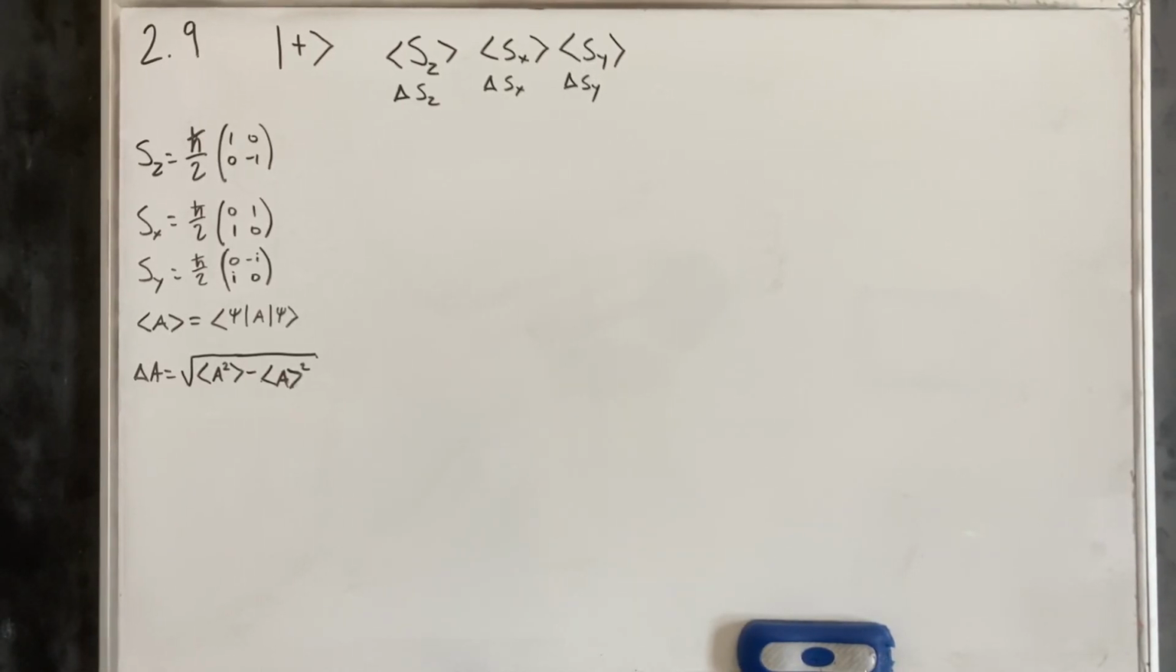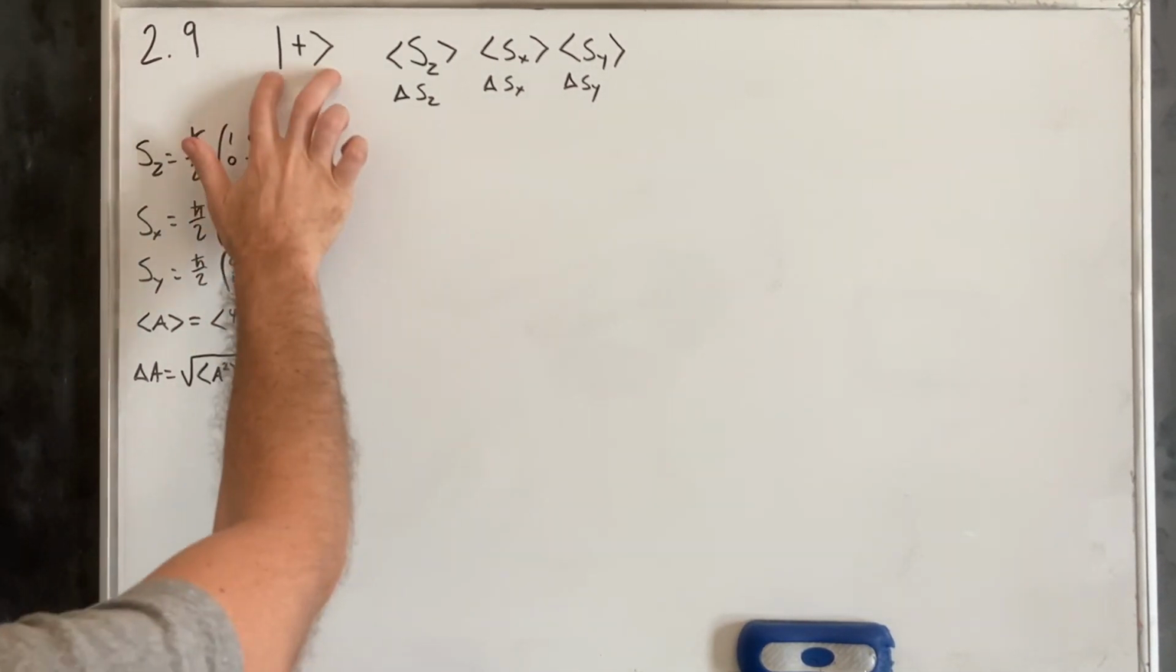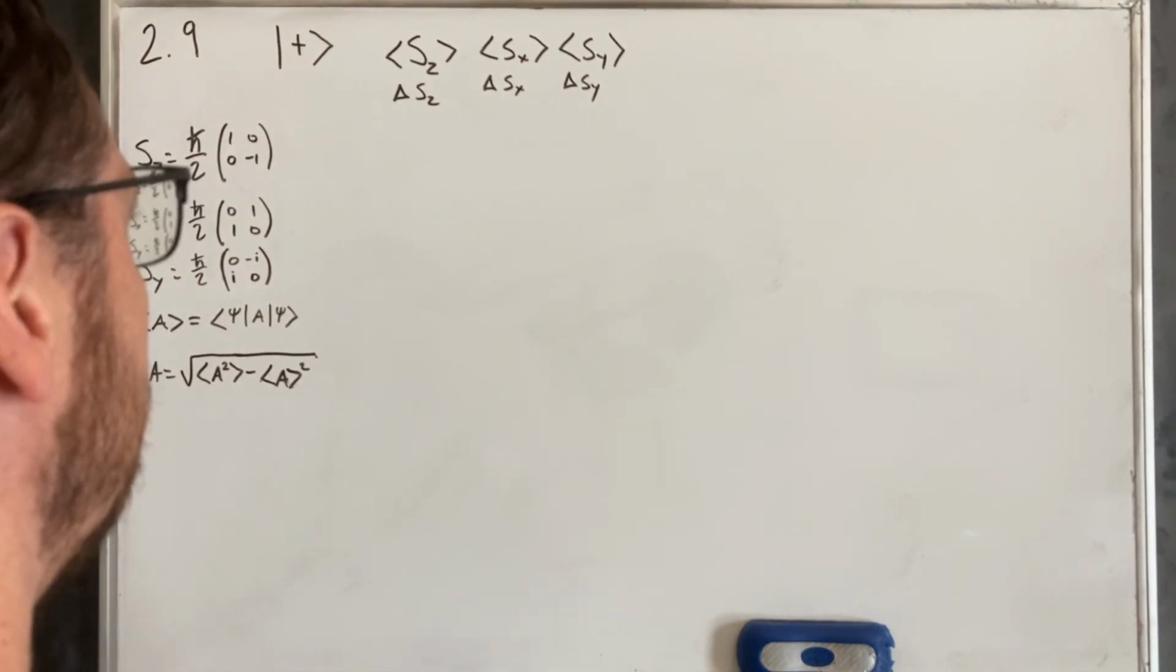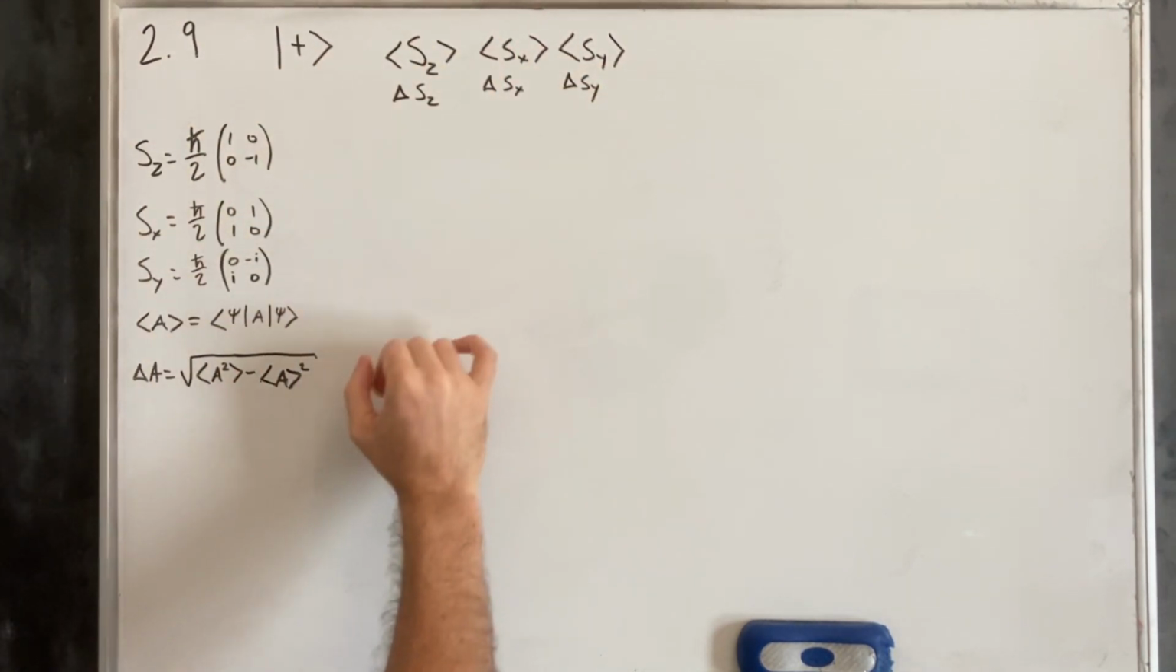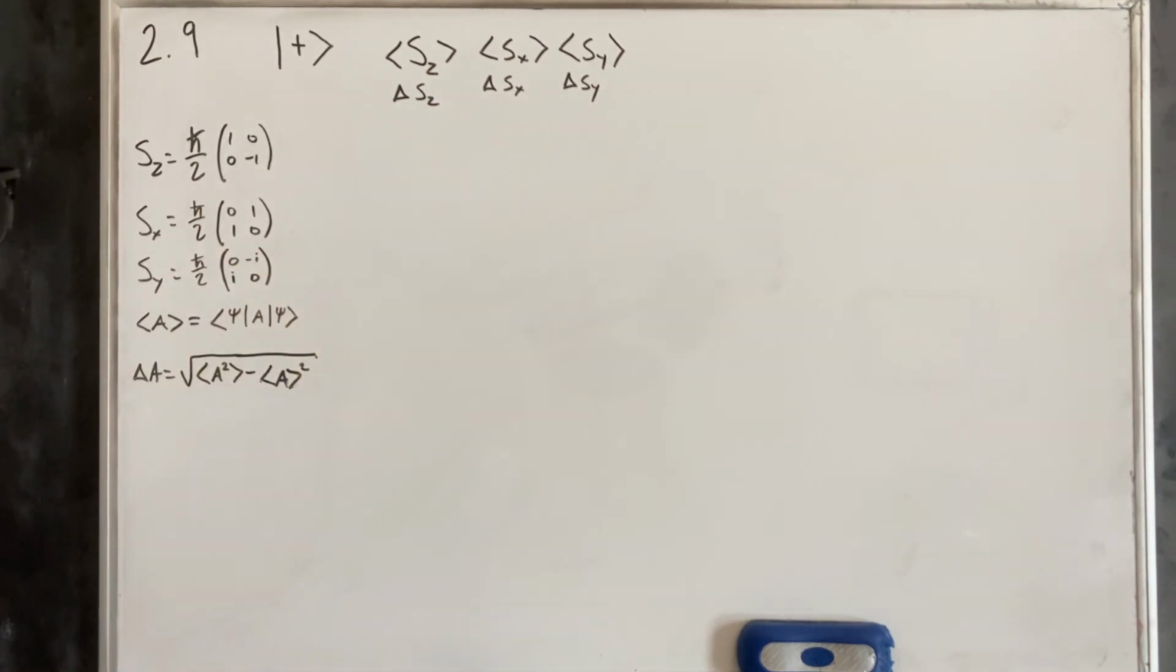All right, 2.9 is quite a bit easier than the last two problems, so we get a little bit of a break. What it asks us to do is, starting in the spin up in the z direction, find the expectation values for our three operators, and then the uncertainty for our three operators. And we have some reminders over here. Here are our three operators.